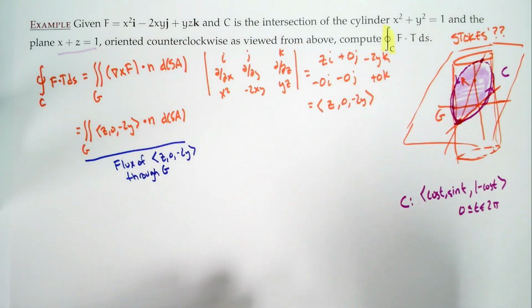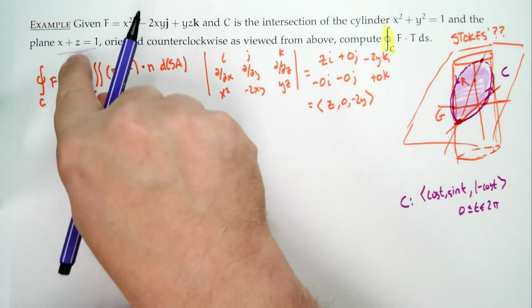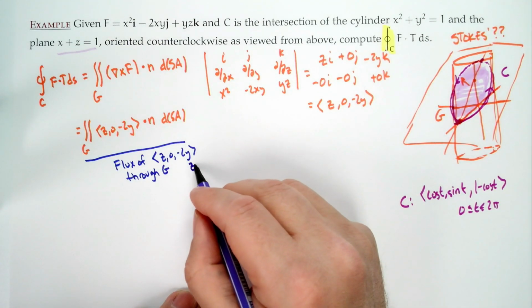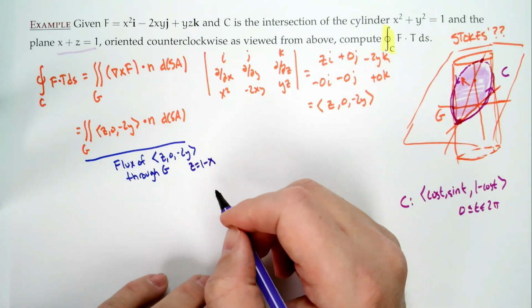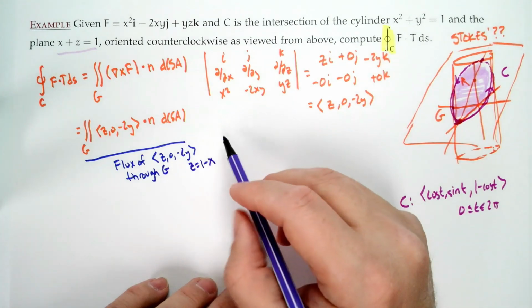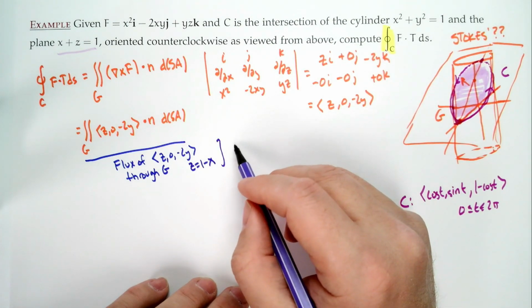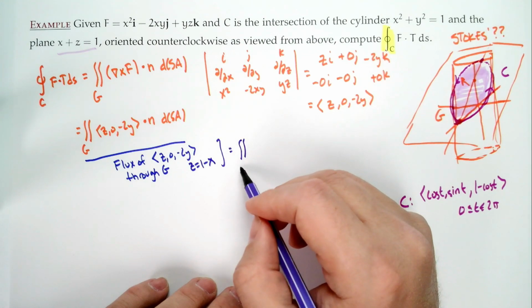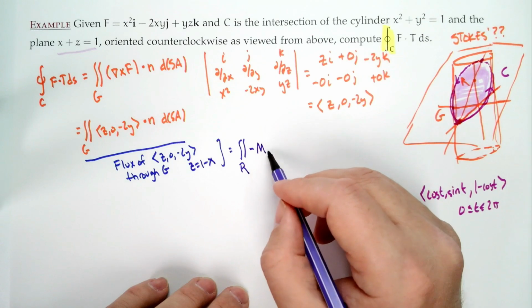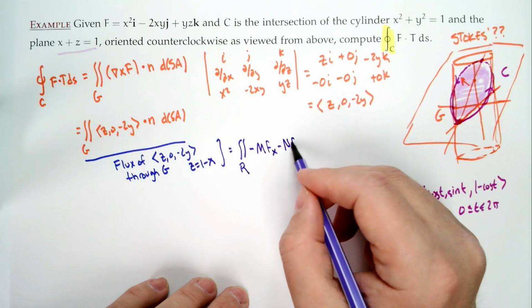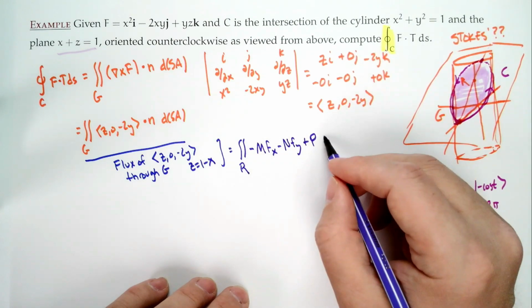Now, what do we have? Well, G isn't just any surface. If I solve for this, it's z equals 1 minus x. And now, you might say, okay, well, why is that helpful? Well, if you're doing flux, remember you have the following. This is equal to the integral over R of minus M f sub x minus N f sub y plus P dA.